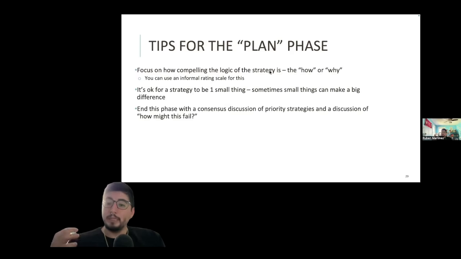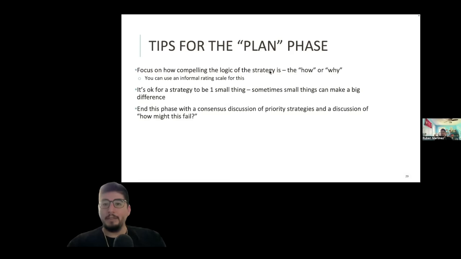It doesn't have to be, again, some super formal research procedure. It's okay if your strategy is just one small thing. Sometimes small things can make a huge difference. And again, the same thing applies to strategy prioritization.